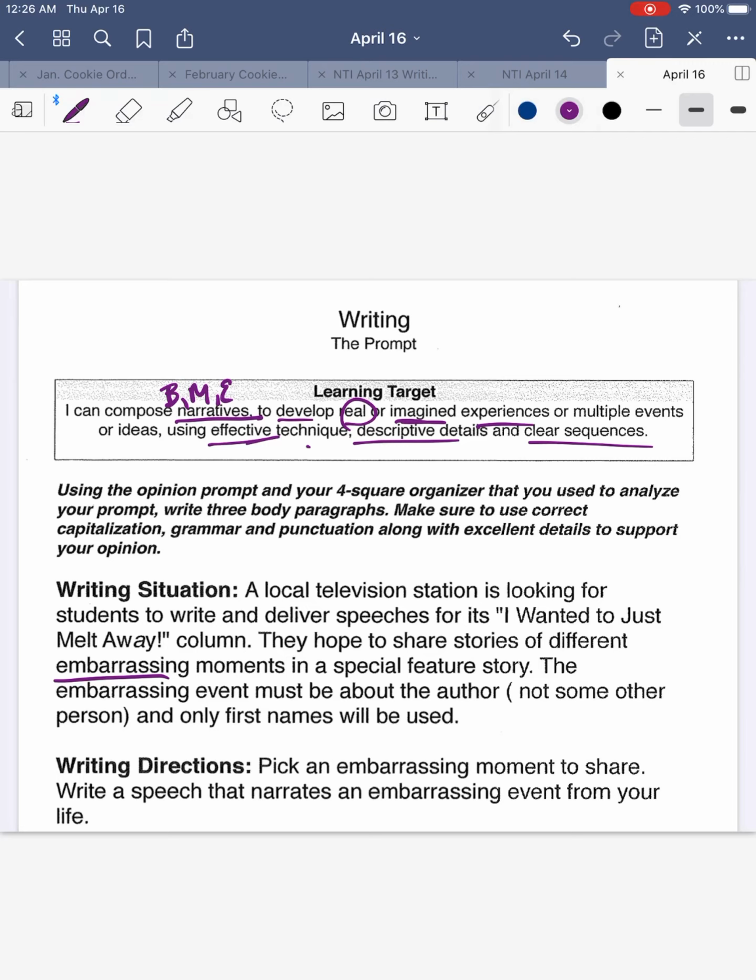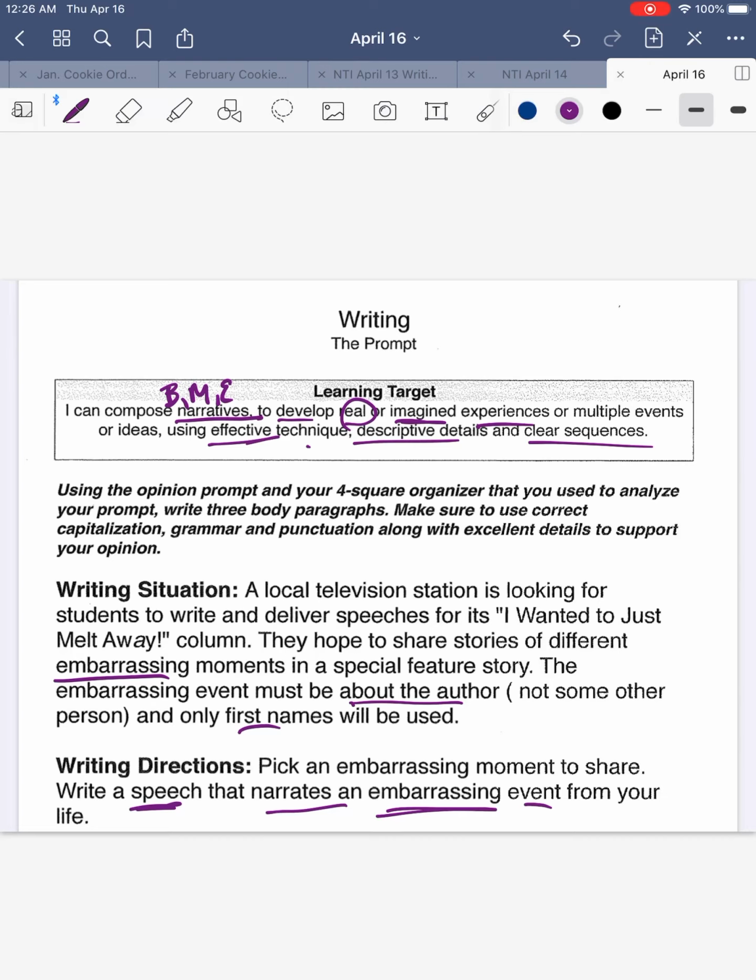Now again, you can make it up. Just because it says it's got to be about the author, not some other person, you can still make this up. Only first names will be used. Your writing directions say, pick an embarrassing moment to share. Write a speech that tells a story about an embarrassing event from your life.